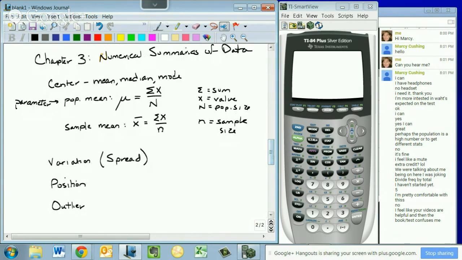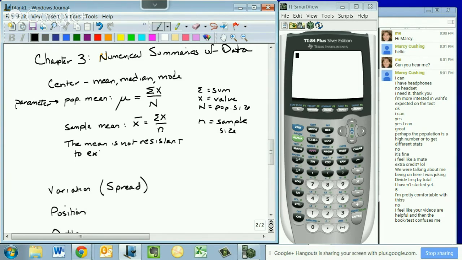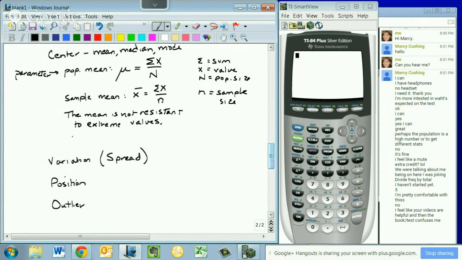We also looked at the median. The reason that you might use the median instead of the mean is that the mean is not resistant to extreme values. Even if you have just one extremely large or extremely small value in your data set, that's going to affect the mean. So we say it's not resistant. The median, on the other hand, is. The median is resistant to extreme values.